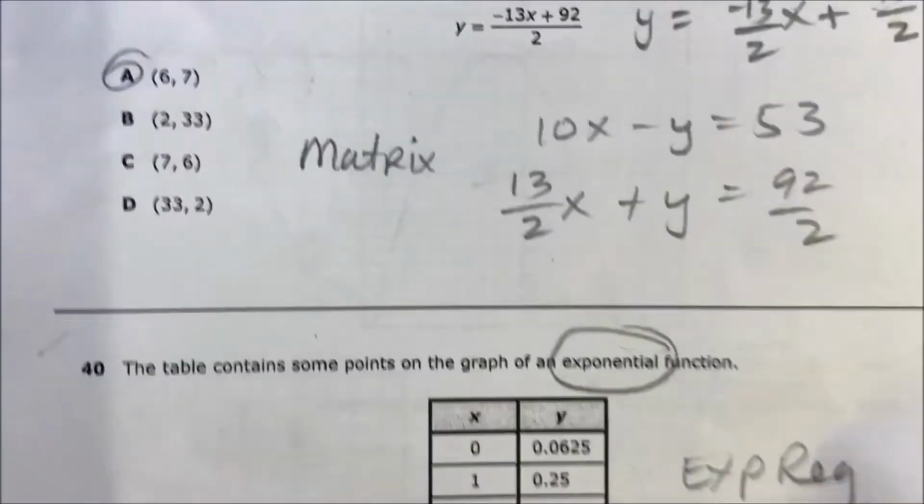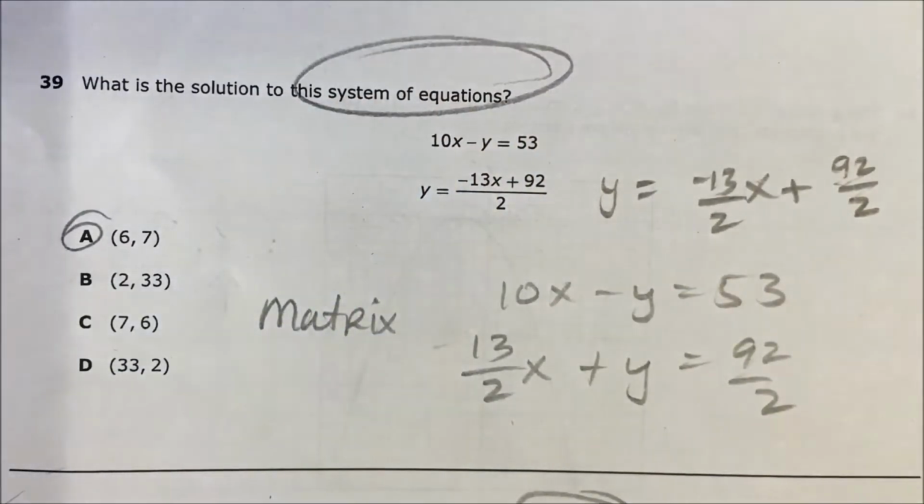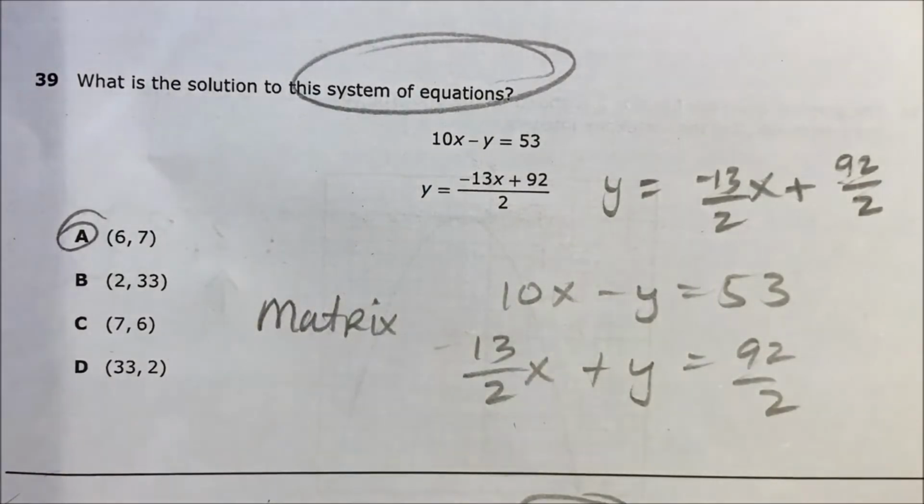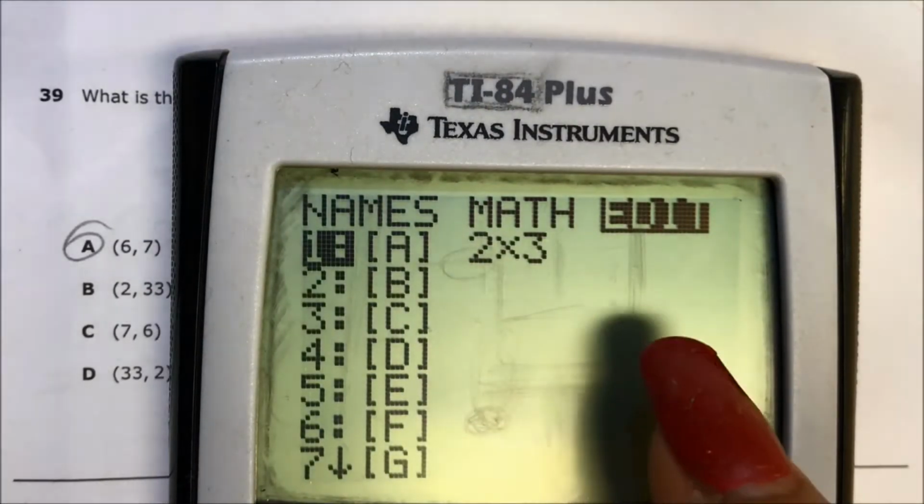Now let's do number 39, which is here. On number 39, this is another matrix problem. How do I know? It's a system of equations. But remember, it must be in standard form. So given that, what do we have to do? Go to the matrix in the calculator. So how do we get there? How do we get to this screen?